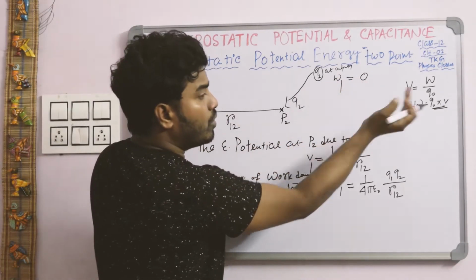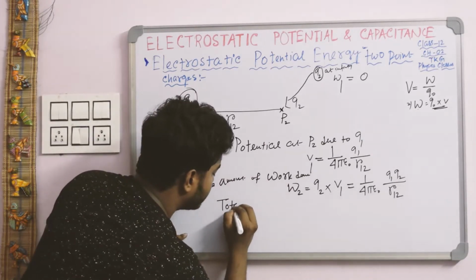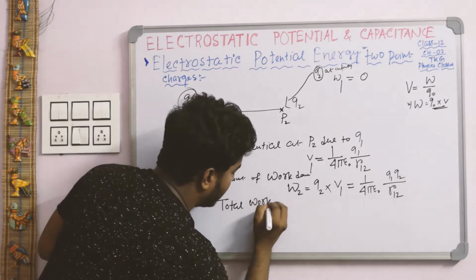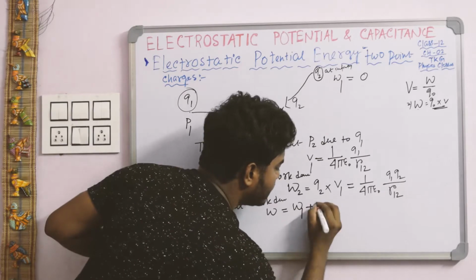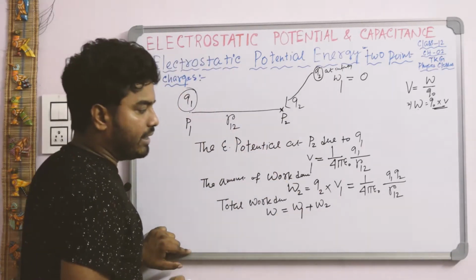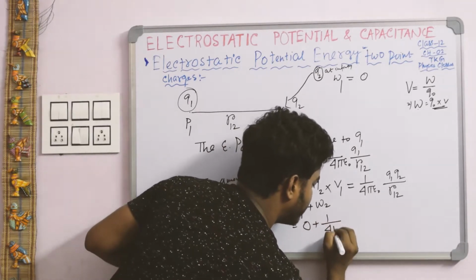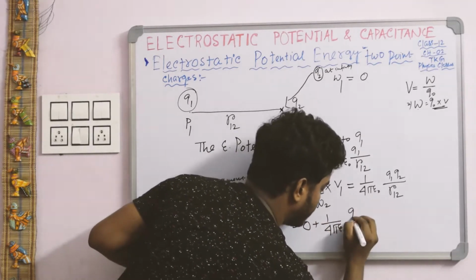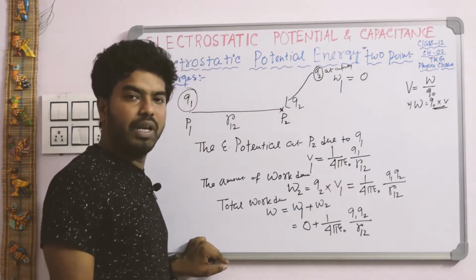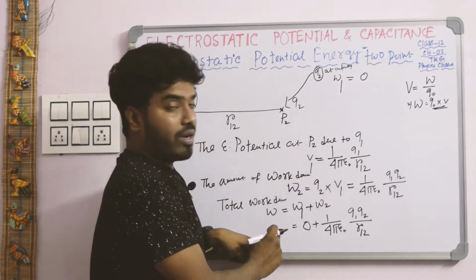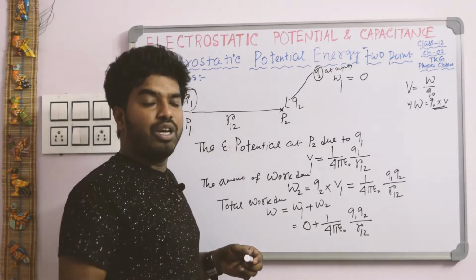So what will be the total amount of work done? You know the formula: W is equal to W1 plus W2. Write it down: W1 is 0 and W2 expression is 1 by 4 pi epsilon naught Q1 Q2 by R12. Clear?